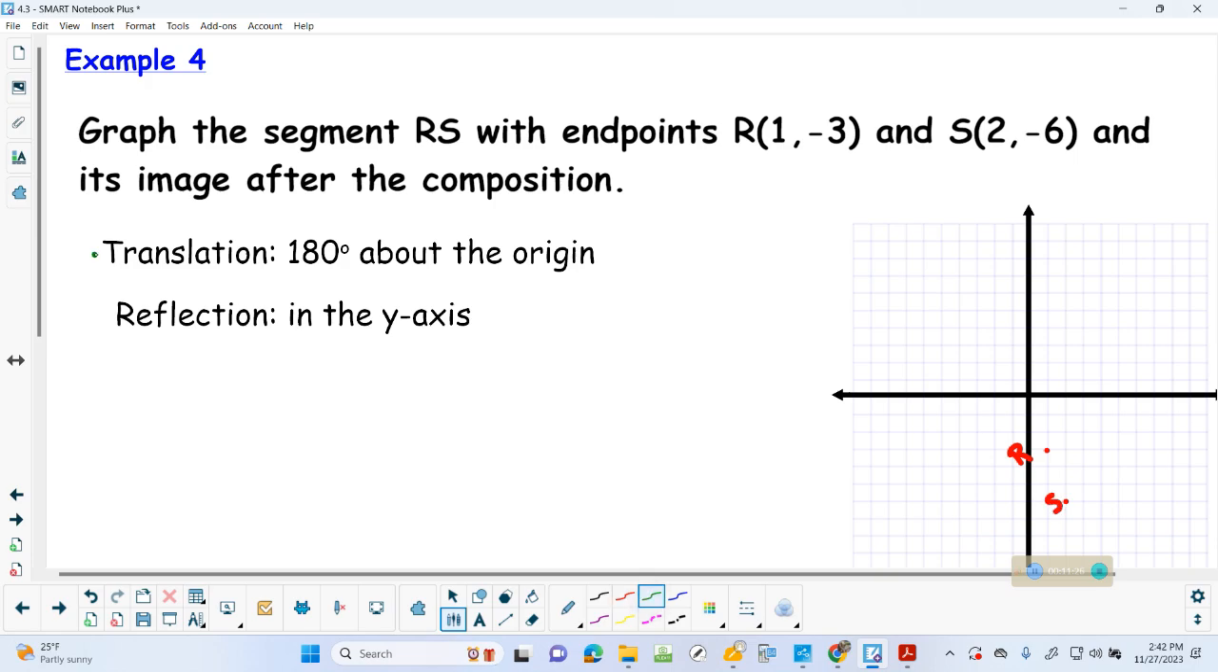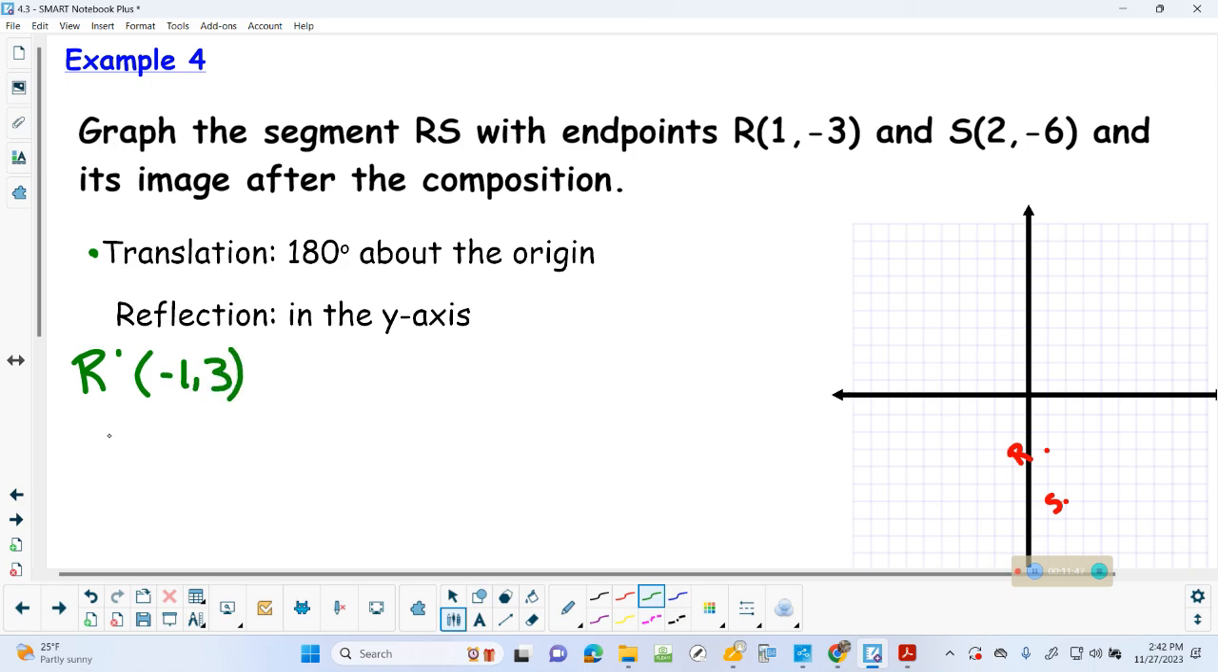Now, first up, I'm going to color code it. We're going to do the translation. 180 degrees about the origin. So here we go, 180. Same order, we don't have to worry about changing any order, we just switch the signs on the ordered pairs. So R prime, we're going to change the signs, we're going to make it -1, +3.